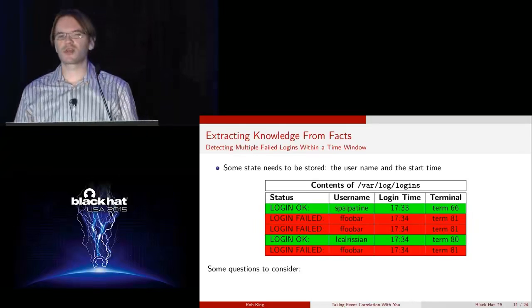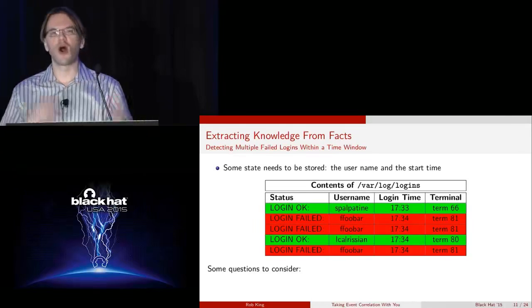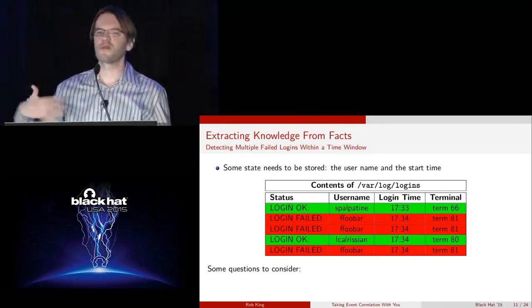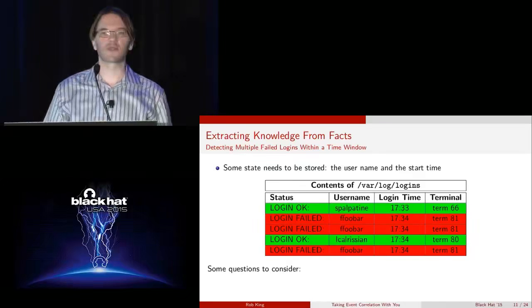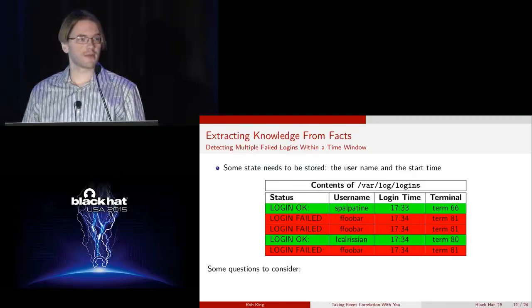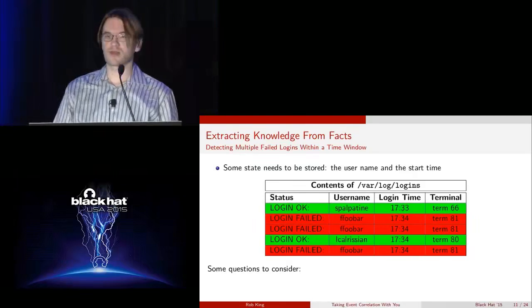Now we're going to say we don't just want to see one failed login or all the failed logins. We only want to see things where you have some number of failed logins in a given time frame, right? And suddenly that makes things much more complex. And this isn't the end. It gets more complex than this.